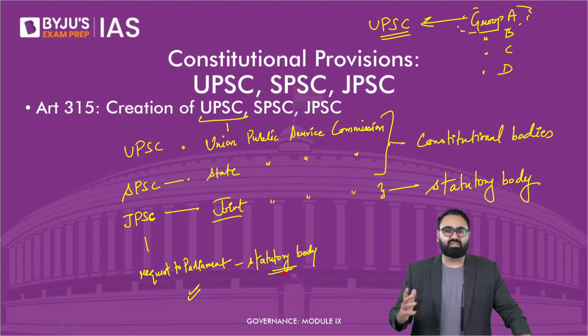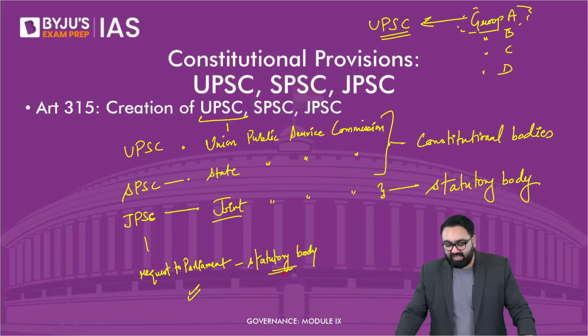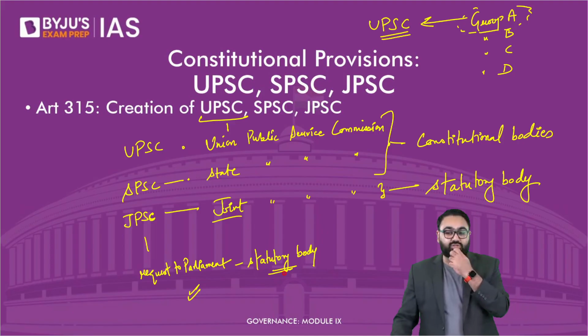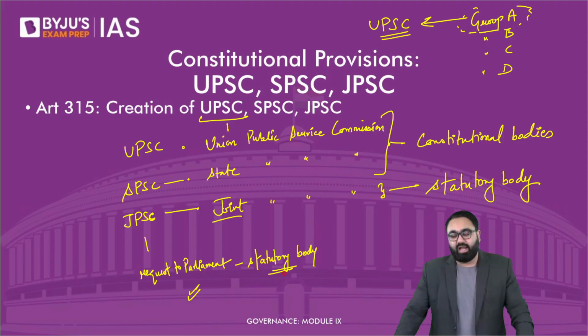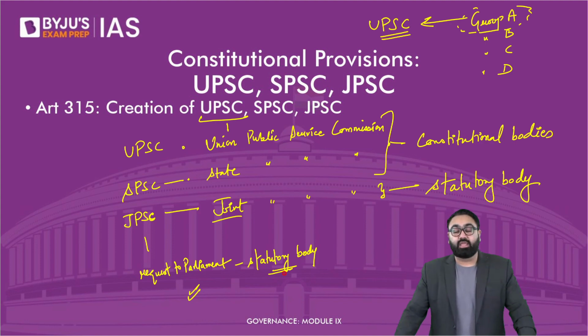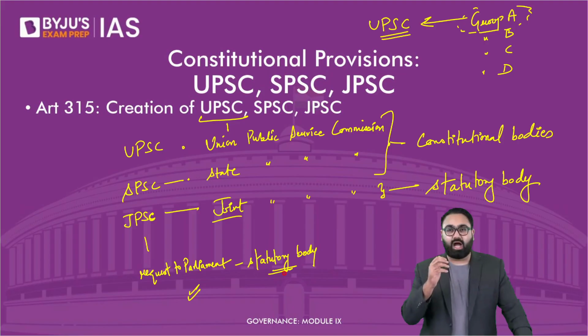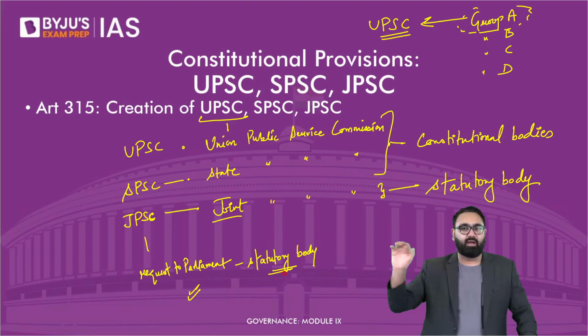Let's take an example. Why do these bodies get created? Or why is it that any state would want a joint public service commission? Usually it happens when a new state has been formed. Let's take an example. In 1966, Haryana came into being. Haryana became a new state, carved out of Punjab. From Punjab, Hindi-speaking areas were carved out, and it became Haryana.